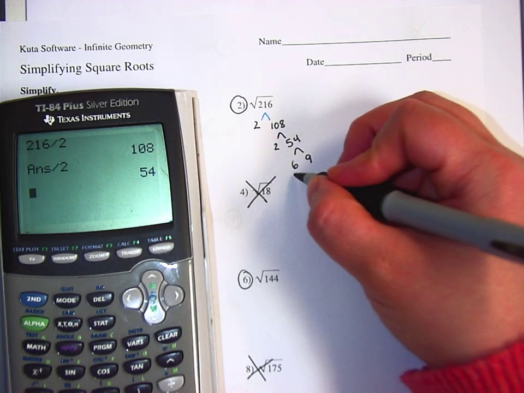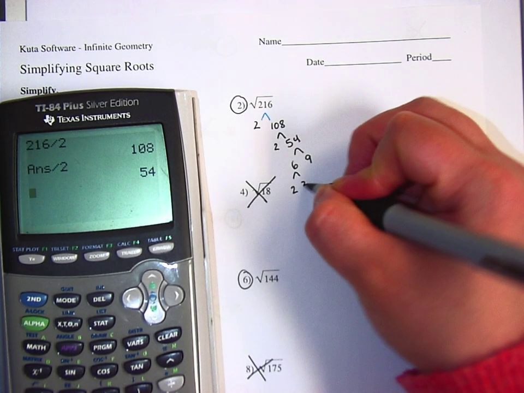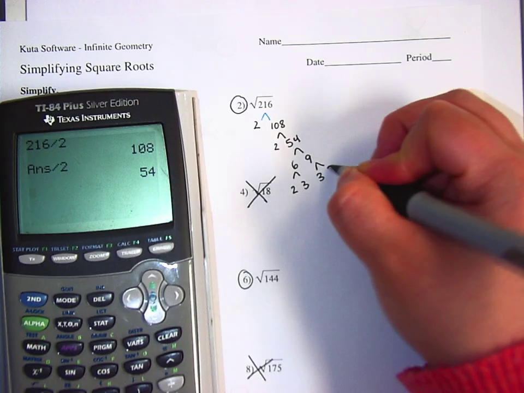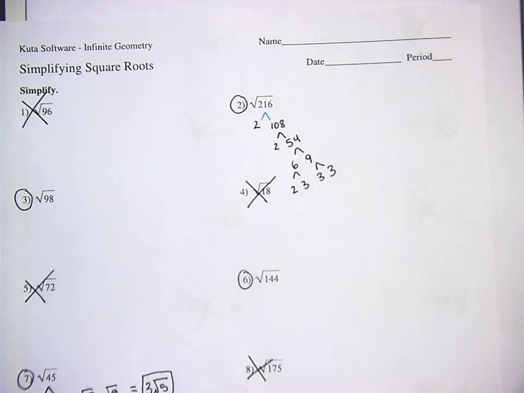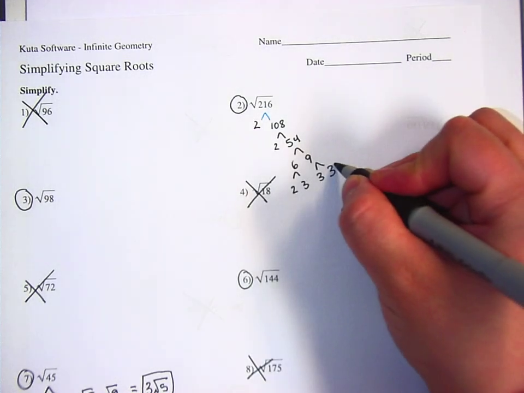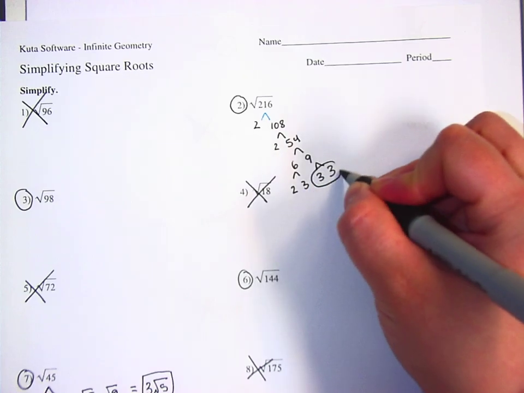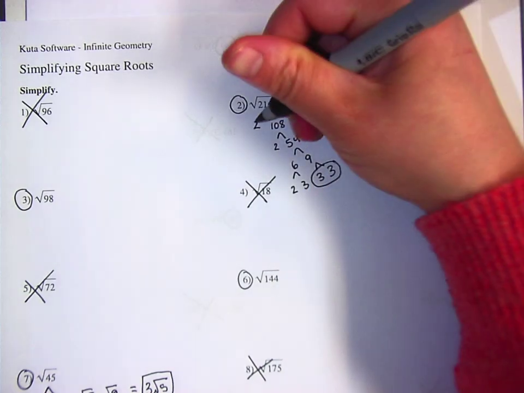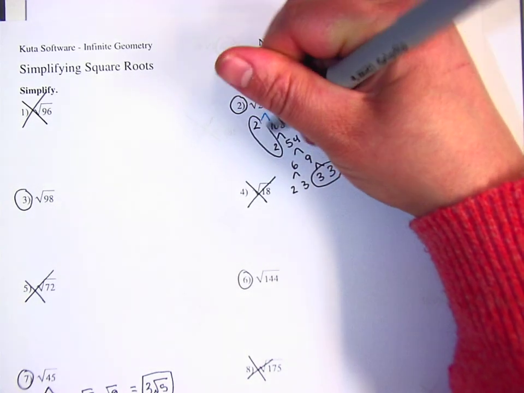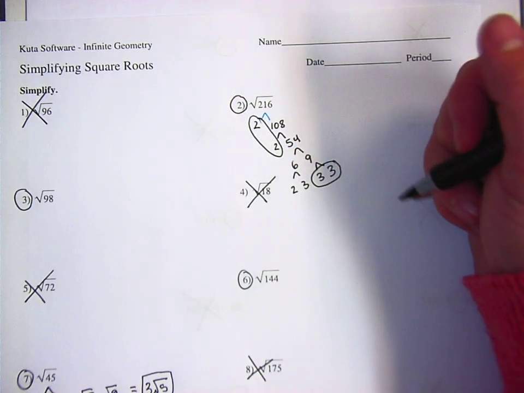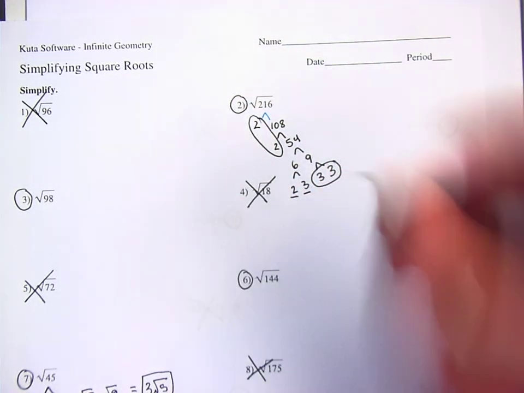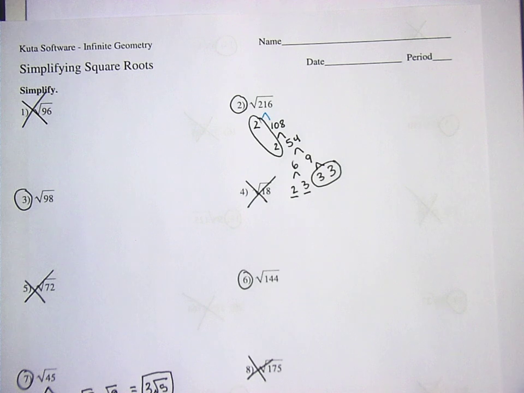And then 6 times 9, let's see, 6 breaks up to a 2 and a 3. A 9 breaks up to a 3 and a 3. So here I've got a pair of 3s. I've got a pair of 2s. And then I've got an extra 2 and an extra 3 that don't have a pair.